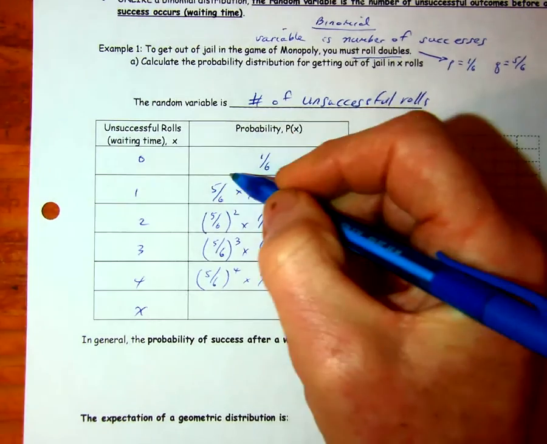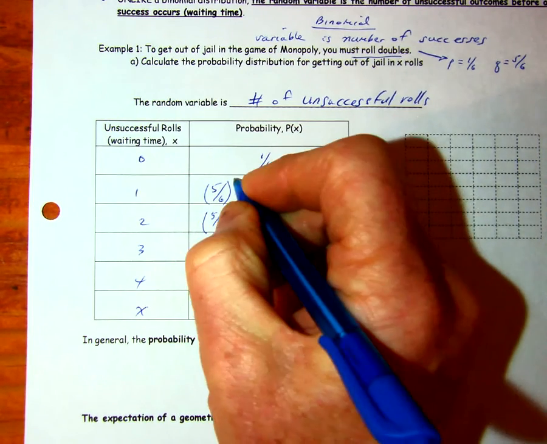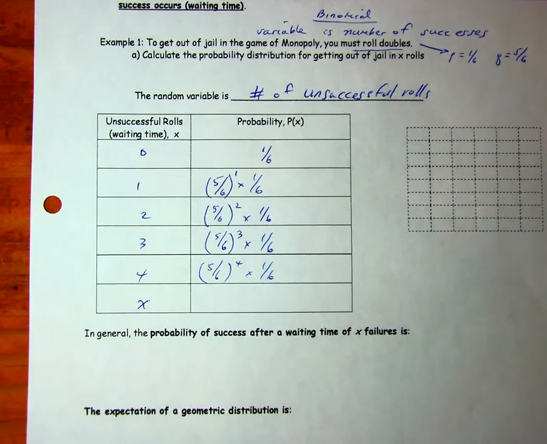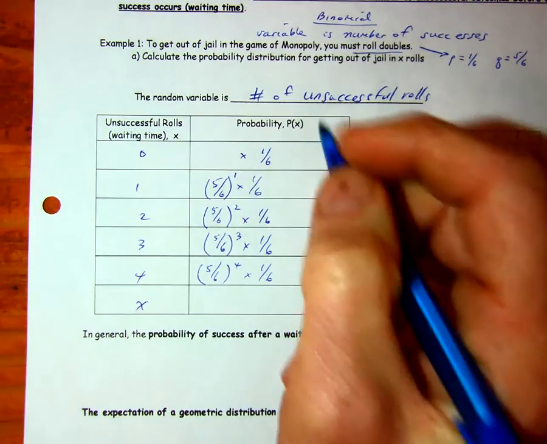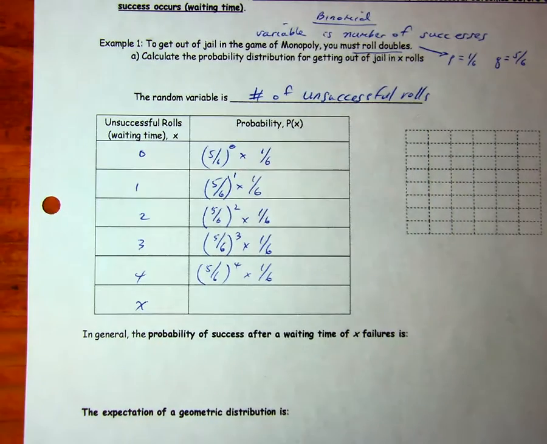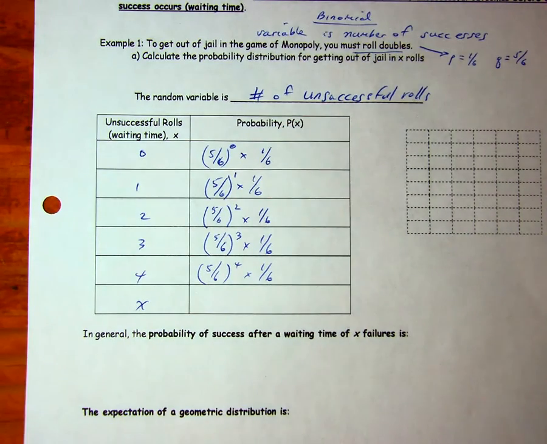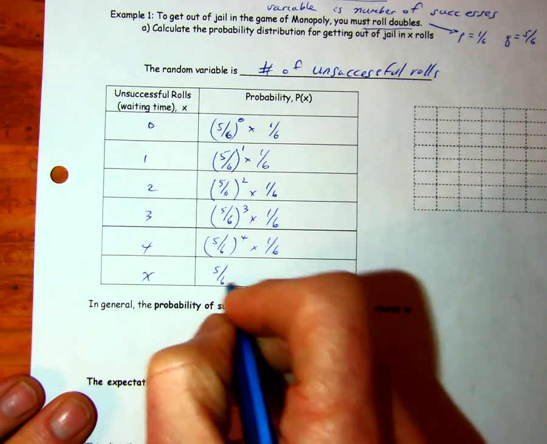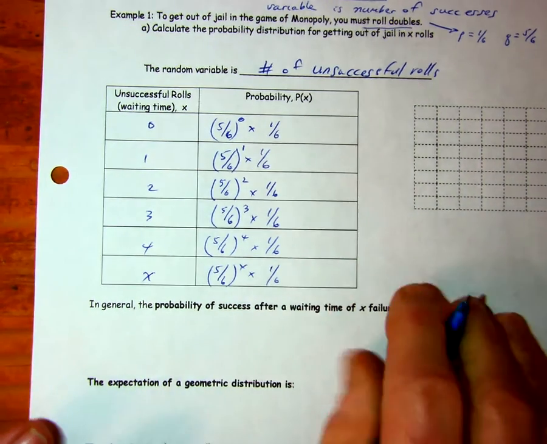Let's go back to the top one. Let's put a bracket here and put 1, just to make it consistent. What could be right here? 5/6 to the 0. Which you probably wouldn't do, but anything to the 0 is 1. But if you want to be consistent, in general, this would be 5/6 to the X times 1/6.